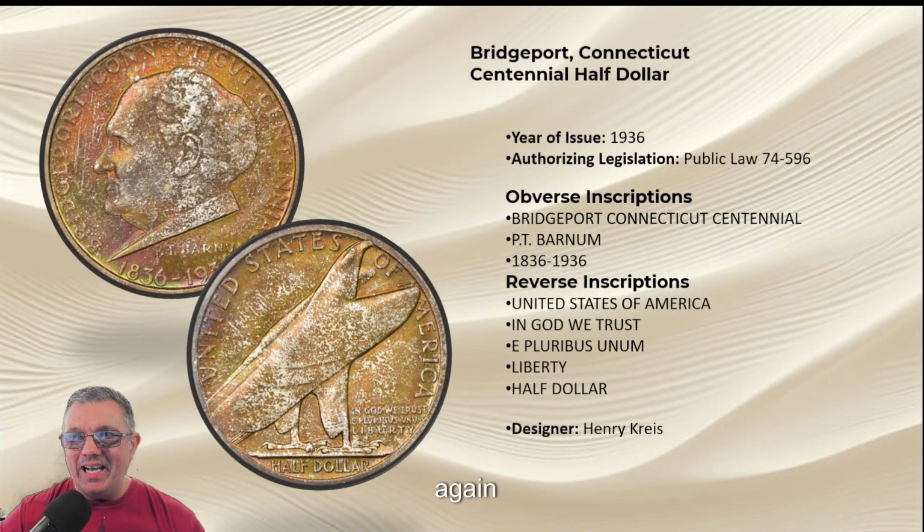The next one, again, you're going to see this stylized representation of an eagle, very crisp, long lines. And on the front, you're going to see somebody that you might associate more with circus. This is P.T. Barnum. Now, this is the Connecticut Centennial Half, released on the anniversary of the city's 100th.